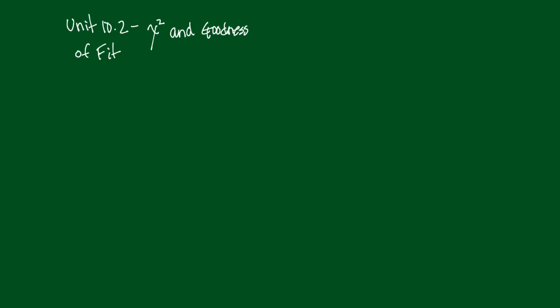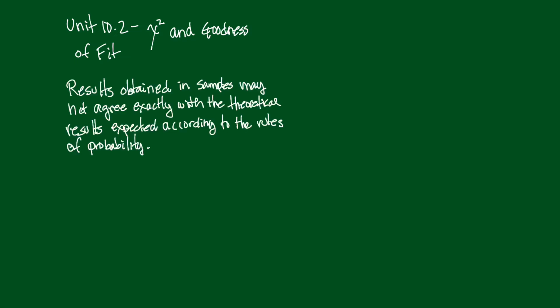So we just took a look at the chi-square distribution, which we are going to use right now in a test called goodness of fit. When we sample something, the results obtained in those samples may not agree exactly with the theoretical results expected according to the rules of probability. What we see in our samples may not agree exactly with what we expect.